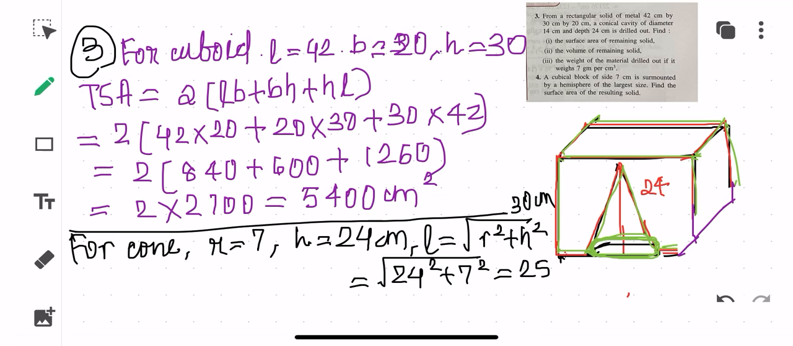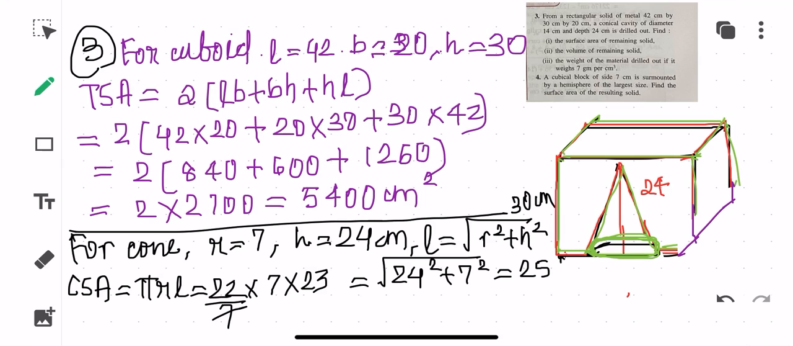So now you will be calculating the curved surface area, which is equal to pi r L. So this comes out to be 22 upon 7 into r is 7 into 25. So this is getting cancelled. So 25 into 22 is 50 into 11, which is 550. Okay, so write down that you are getting this as equal to 550 centimeter square.